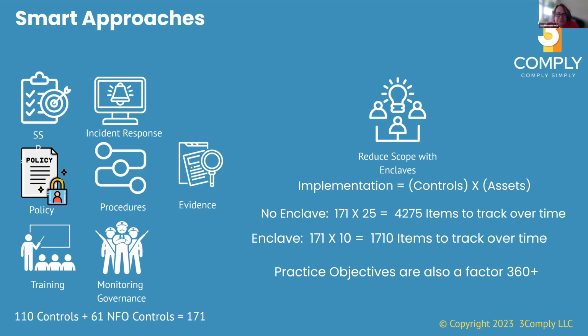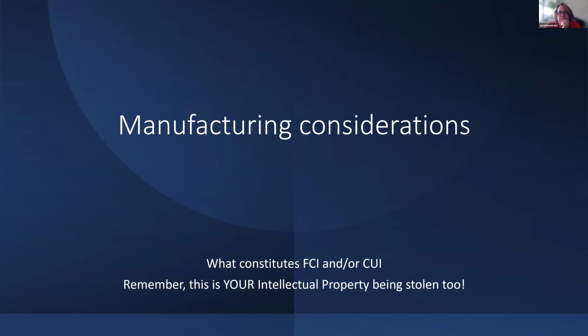Well, I just want to also comment here that this iterates for you, or makes you understand, that this is the implementation part that is making it kind of the most difficult. So that's why Bill has that example there. If you don't have an enclave, you might have identified those 25 assets, but in an enclave, you might limit it to the 10. And you can see there's a big difference there between the two, 4275 and the 1710. So I just want to point that out.